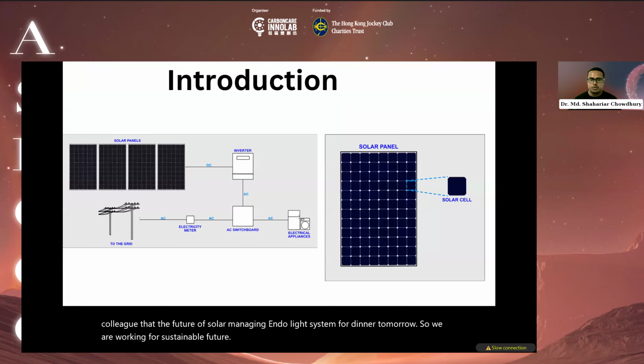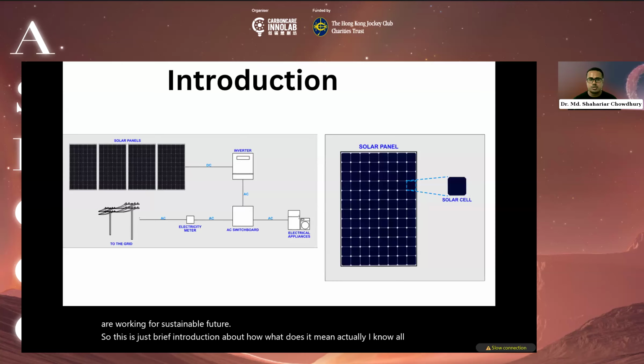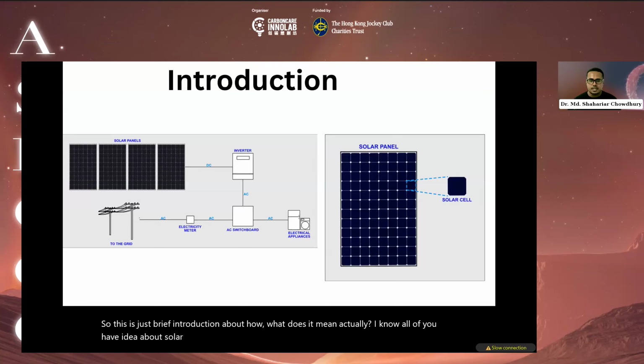This is just a brief introduction. I know all of you have an idea about solar panels. A single unit we call a cell, and when they are all together, we call it a solar panel. If we need to recycle the solar panel, we should also be concerned about the supporting parts like the inverter, battery, cable and other things, because that will also help our recycling industry combine together to be economy friendly.